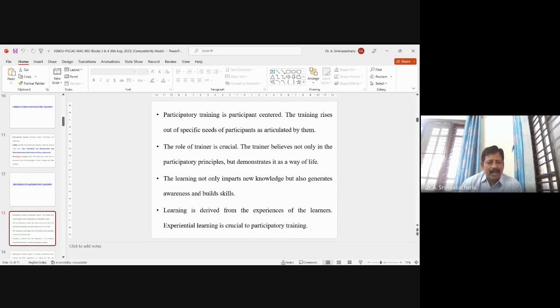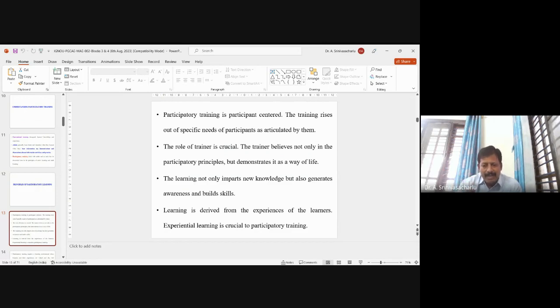Right. Now, learning not only imparts new knowledge but also generates awareness. Not only giving knowledge, but awareness about the government programs, awareness about the superstitions, awareness about the policies, programs, all that.